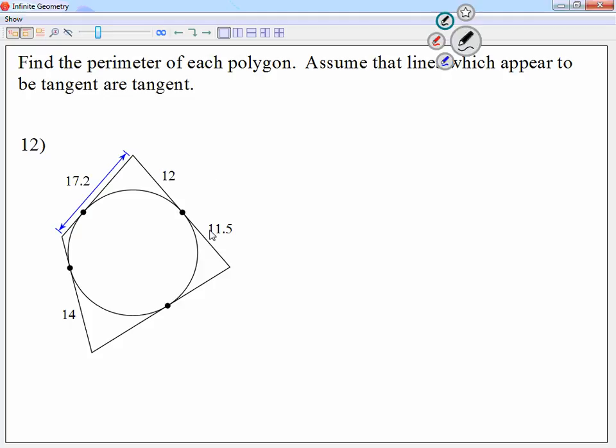Alright, looking at 12, I want to look at this side right here, and I know this is 11.5. Then, at the bottom, I know this other side should be 14, right here. And if I continue around, I don't know this corner here, so let me come up here. I'm going to say this side right here is 12. This side right here is 12. So the other 12. So this part right here should be 5.2 and 5.2.